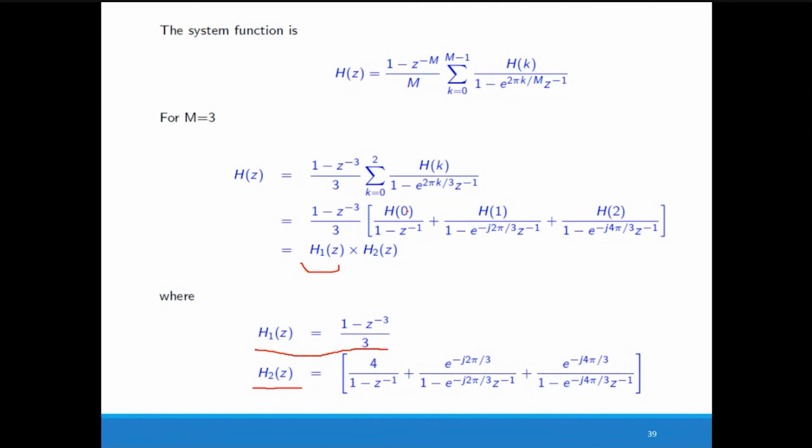As we have calculated the value of H0, we apply it over here. H0 we are getting as 4, so that is 4 upon 1 minus z inverse, plus e raised to minus j 2 pi by 3 divided by 1 minus e raised to j 2 pi by 3 z inverse, plus H2, which we got as e raised to minus j 4 pi by 3, divided by 1 minus e raised to j 4 pi by 3 z inverse. So these are the values we are getting for H1 of z and H2 of z.